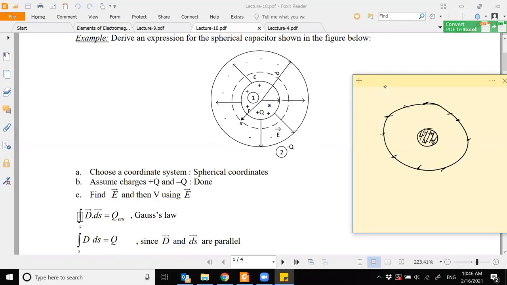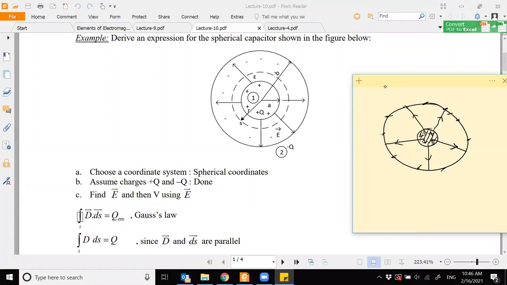The electric field always directs from the positive charges to the negative charges because of the force of attraction that is coming from Coulomb's law. So here also it's going from the positive charge to the negative charge. See, the negative charges are here.